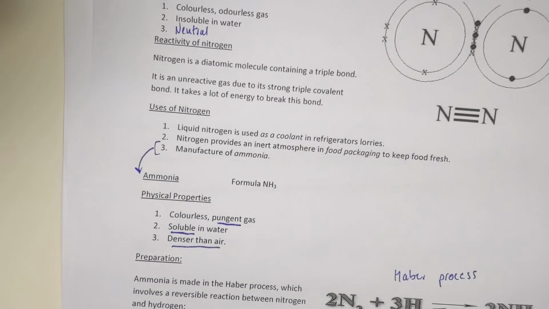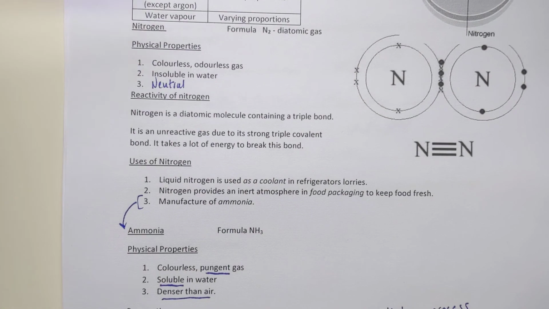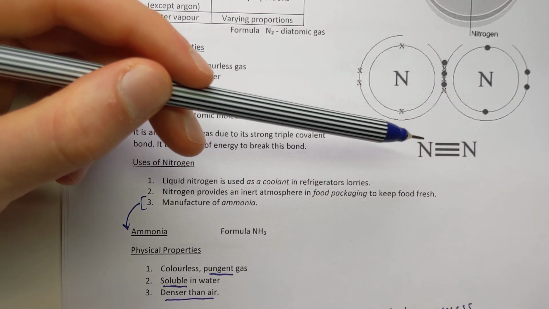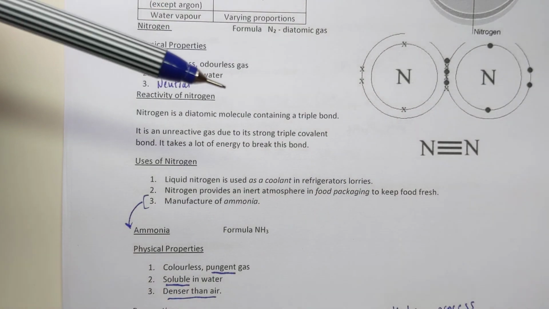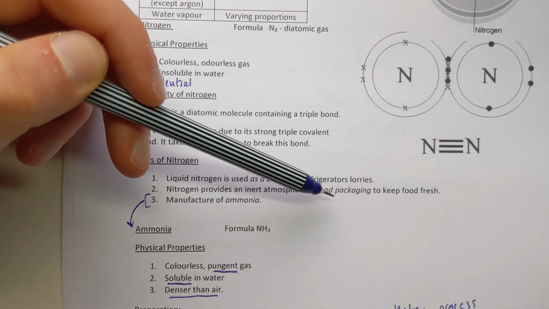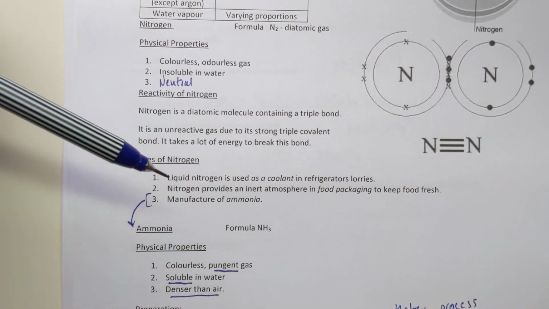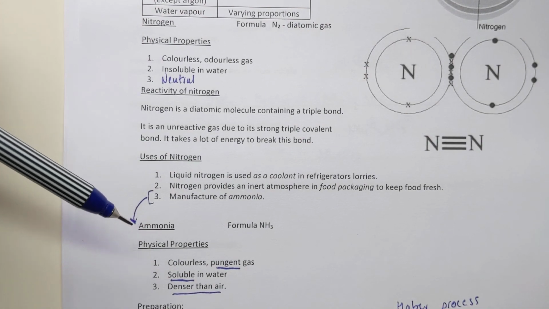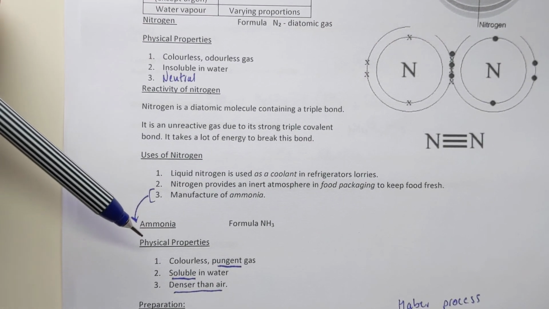So going back to the start, very quick recap. Nitrogen is a very kind of boring gas. It's very unreactive because it's got that strong triple bond. It takes a lot of energy to break it. It's therefore used in kind of coolants to keep things frozen, used to keep foods fresh because it doesn't react with foods. But probably the most important use is it's used to make ammonia, which is another gas. Ammonia is a useful gas because we use it to make fertilizers.